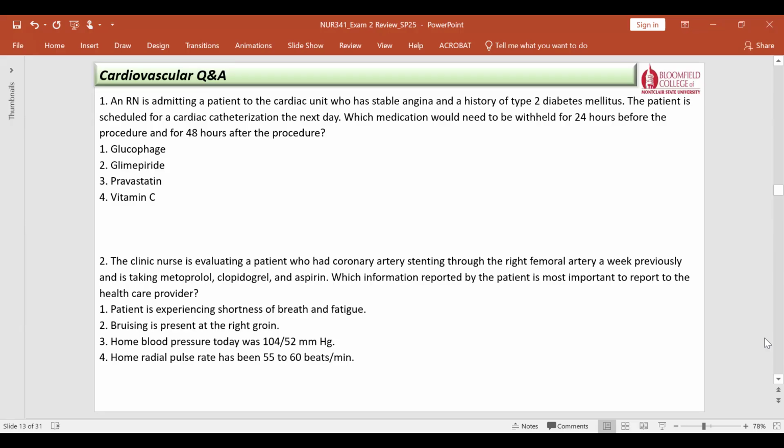Is it A, the first one? So previous shortness of breath and fatigue. Right, yes. Can you explain, Kareem, why? I went with that one just because shortness of breath is usually not good, and all the other answers seem pretty normal.